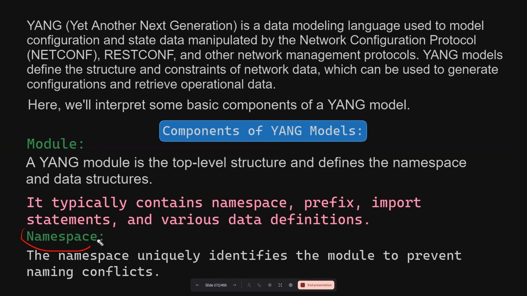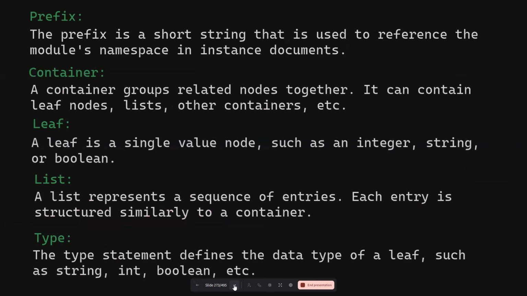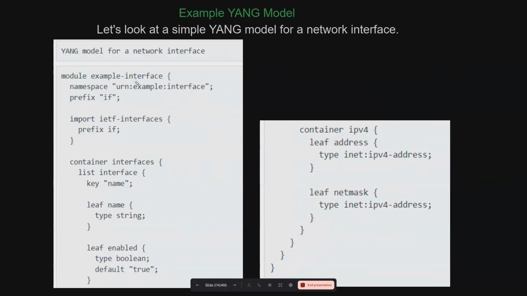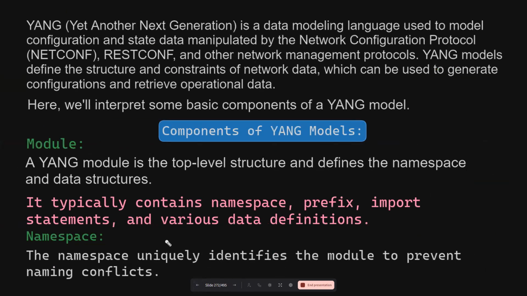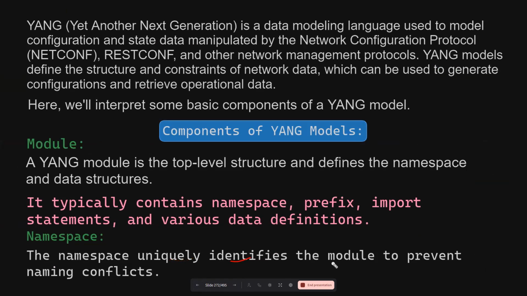After that, namespace. Namespace is nothing but the placeholder. The namespace uniquely identifies the module to prevent naming conflicts. It is defined to help if you have any conflict related to naming. So namespace will provide the uniqueness. It is there to provide the unique identification to the modules, right? So that's the namespace.